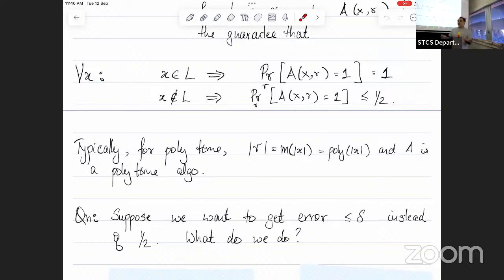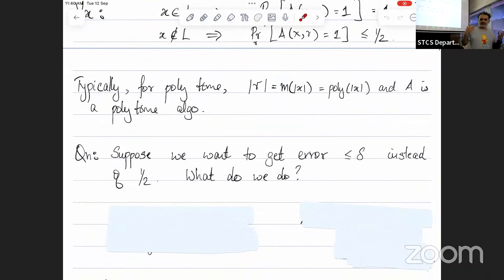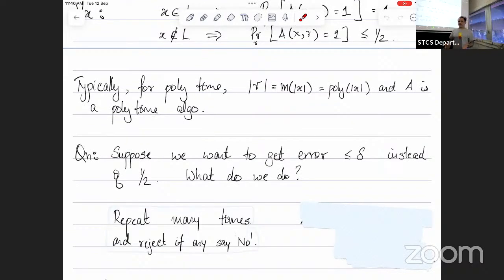And I want to know, what do I do to take this algorithm and modify it in such a way that I now have a new algorithm where this half is replaced by delta? That's what I would like. Okay. And this is the obvious thing that you do, which is you just repeat the same algorithm many times. You know that if the algorithm says no even in one of those runs, you know for a fact the answer is no. Because your confusion is only if the algorithm is returning yes, because there was a small chance that even in the no cases it returns yes.